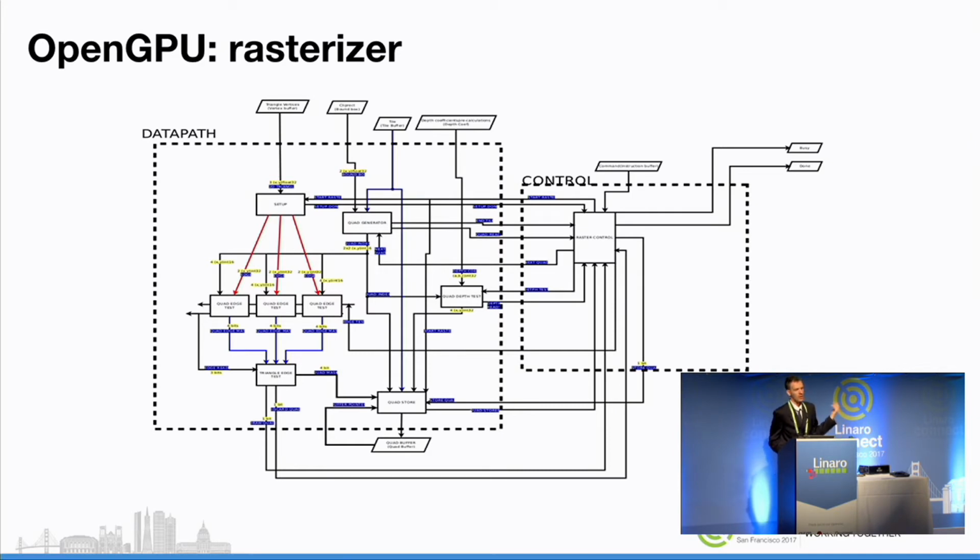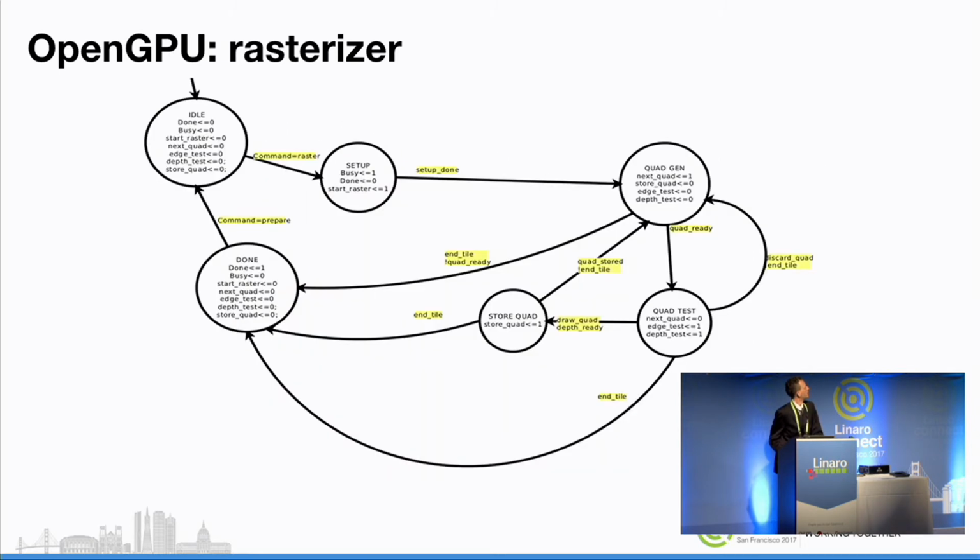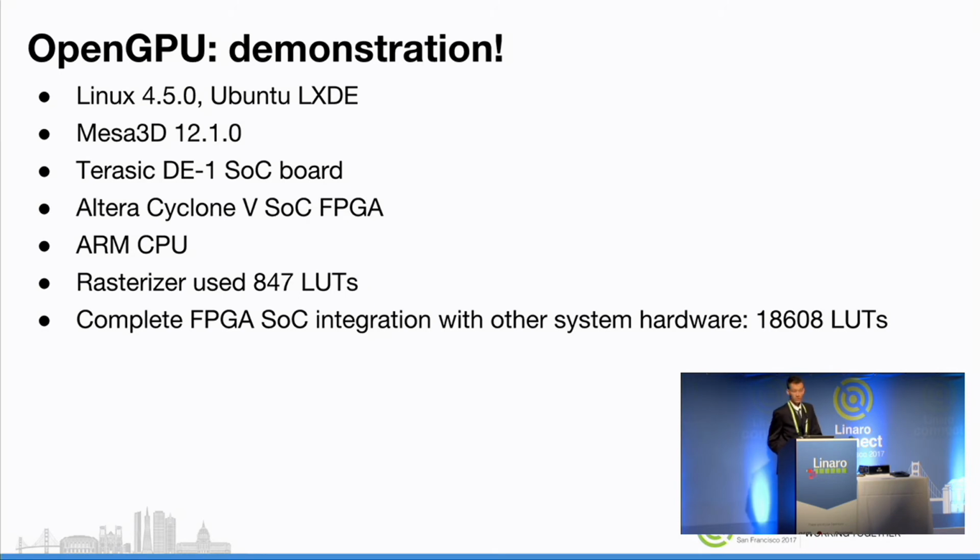But basically, I use the data path control approach. That's very common for hardware development. And here is the state machine flow. It is very simple, but it demonstrates the functionality and the approach. And here, the demonstration.